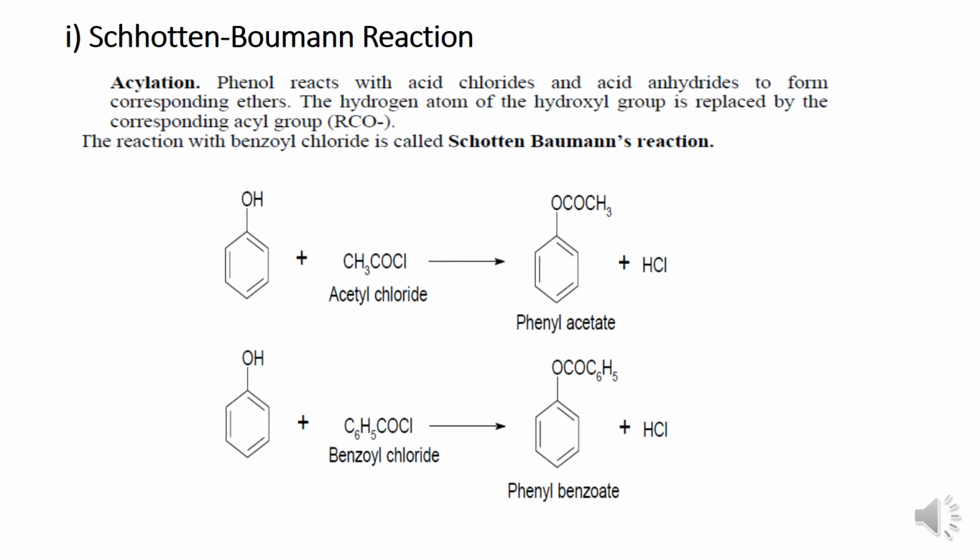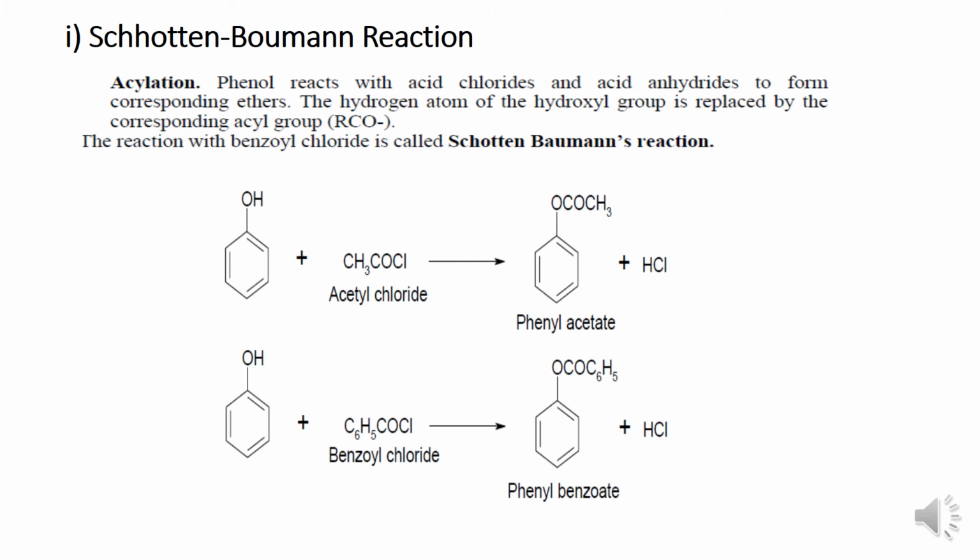Suppose your phenol is treated with acetyl chloride, phenyl acetate is formed, C6H5OCOCH3. It is an ester only. The functional group of the ester is OCOCH3, that is ROCOR, the general formula. So if we treat our phenol with benzoyl chloride, phenyl benzoate is generated.